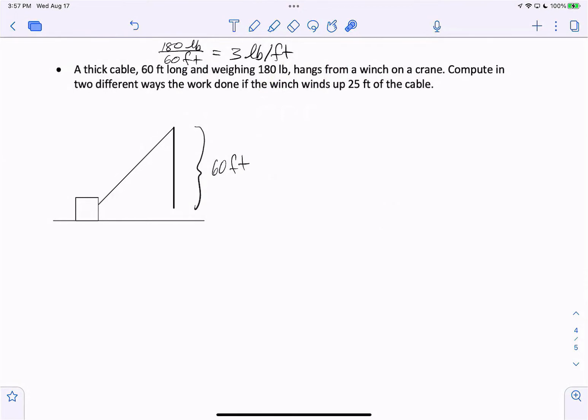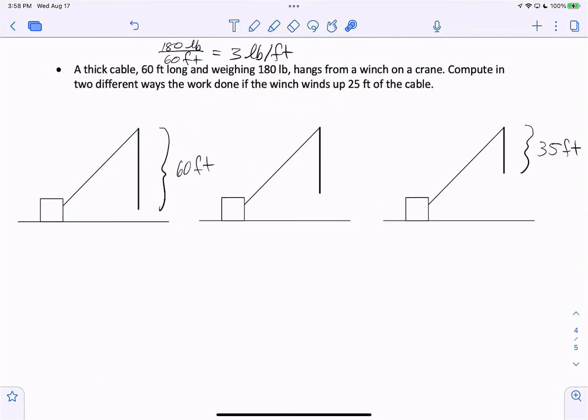We're going to compute in two different ways the work done if the winch winds up 25 feet of the cable. So here's the crane, here's the cable. Here's my attempt at the pictures that describe this dynamic situation. At the start, we have 60 feet of cable hanging, and if the winch winds up 25 feet of the cable, then we have 35 feet hanging at the end.